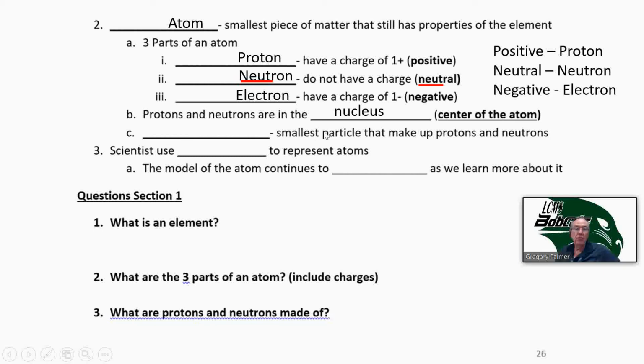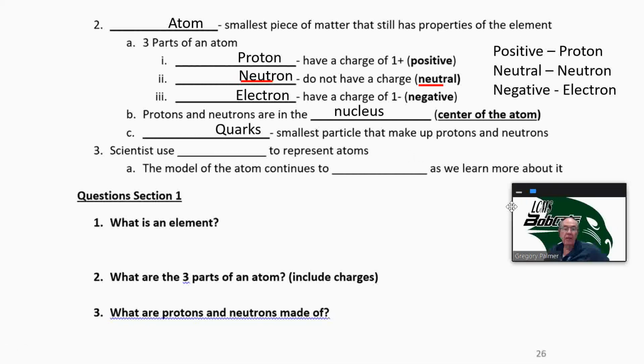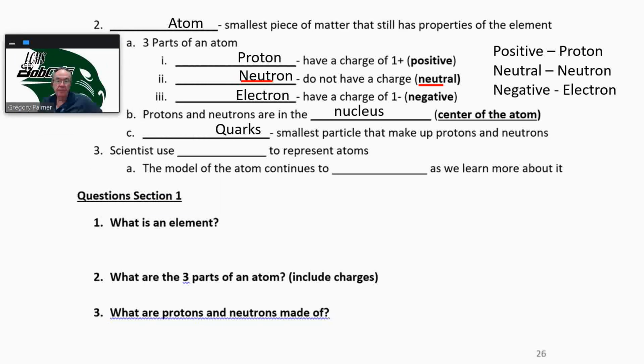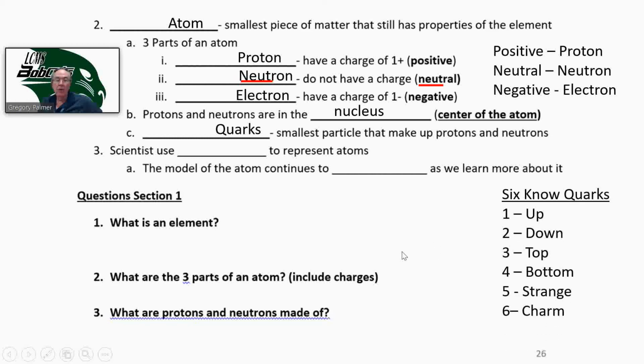The protons and the neutrons are in the nucleus, or the center of the atom. They're the ones that give the atom mass. The smallest particle that makes up a proton or a neutron is called a quark. And there are 6 known quarks. You don't need to know this, but it's kind of interesting since we mentioned them. The 6 known quarks have really silly names: up, down, top, bottom, strange, and charm.